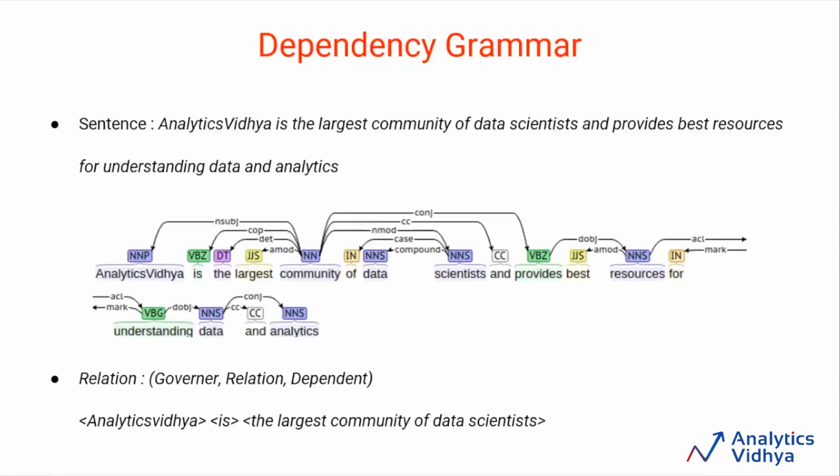For example, in the same sentence, Analytics Vidhya is the largest community of data scientists. Analytics Vidhya is the subject and plays the role of a governor or the verb. Largest community of data scientists is the dependent or the object.